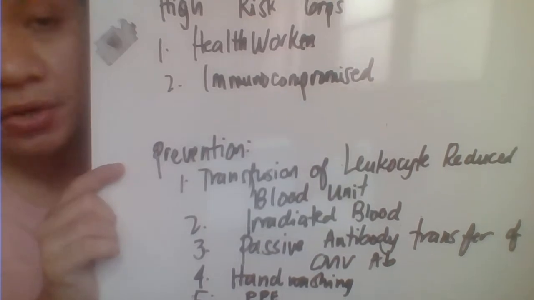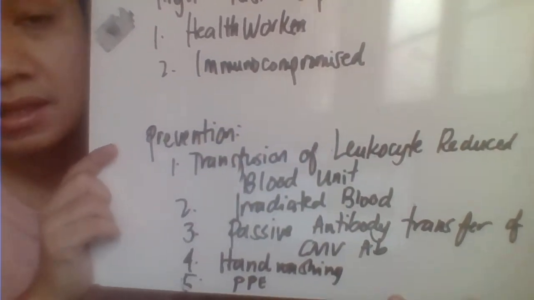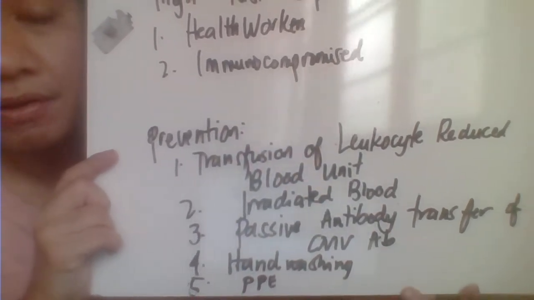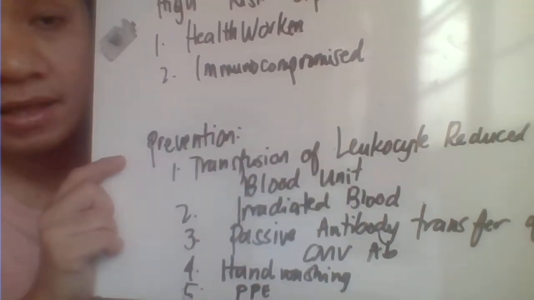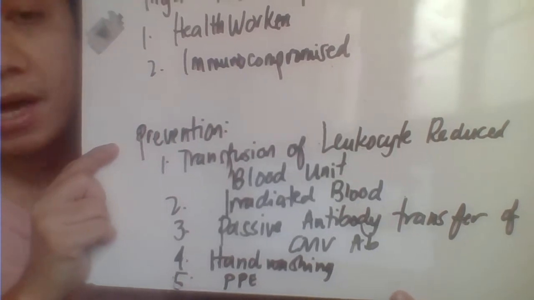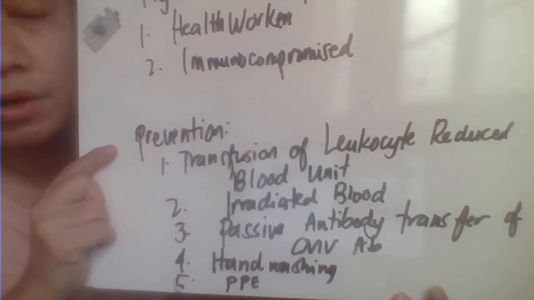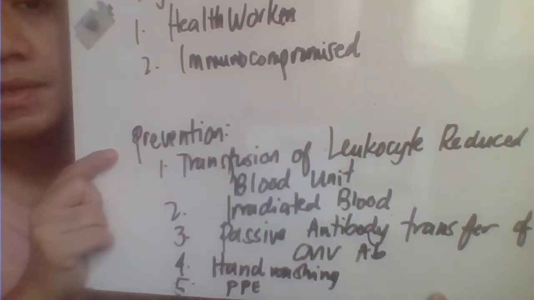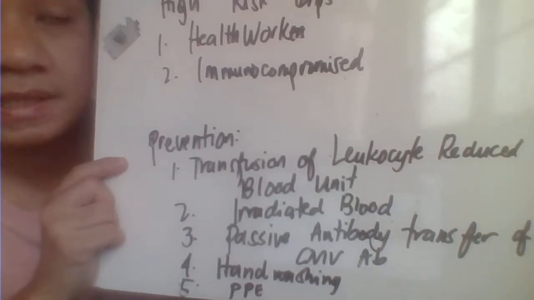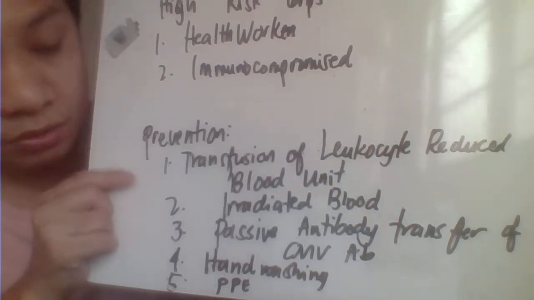Okay, for the prevention, the cytomegalovirus most likely resides in the leukocytes or WBC. So therefore, we could prevent the transmission by, number 1, transfusion of leukocyte-reduced units of blood. In the blood bank we prepare leukoreduced blood by a filtration process where you try to remove the WBC. Because again, the virus resides in the WBC. So therefore, you just need to remove the WBC. That could help prevent the transmission.